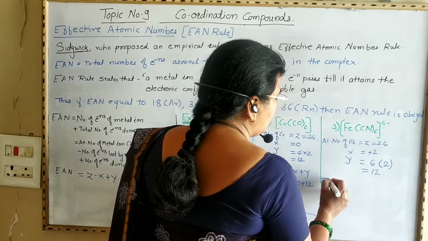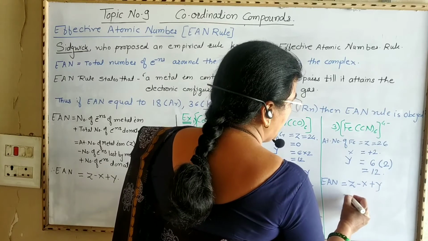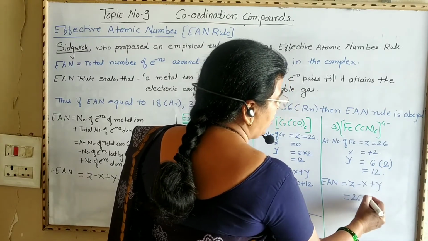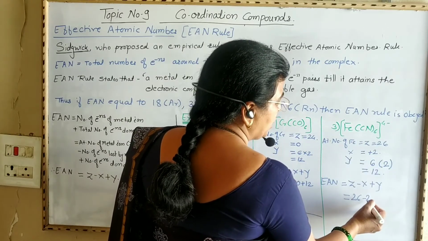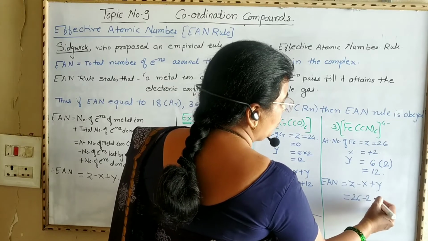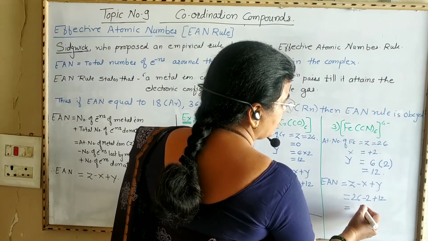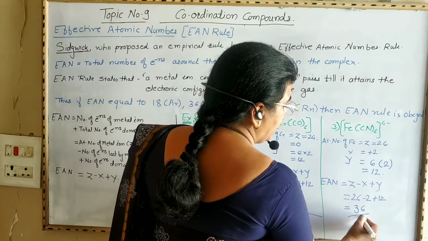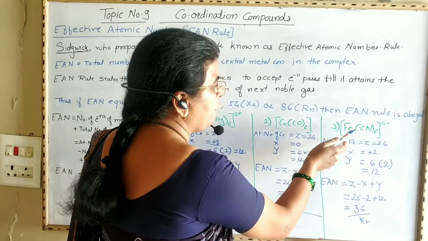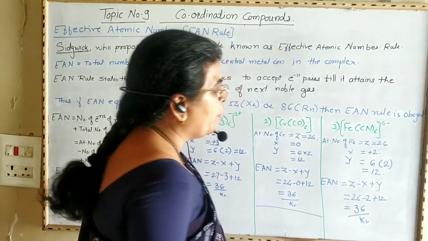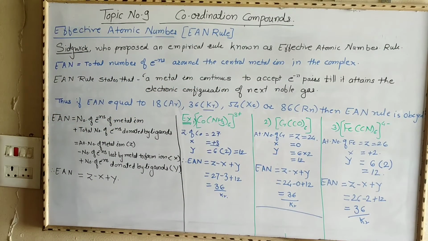Therefore EN is equal to Z minus X plus Y. Here Z is 26 and number of electrons donated by this metal ion to form +2 oxidation state is 2. Therefore it becomes 26 minus 2 plus 12. Then it becomes 36. And here this is also atomic number of krypton, and therefore this complex, that is Fe(CN)6 4- complex ion, also obeys the EN rule. In this way EN value is calculated.